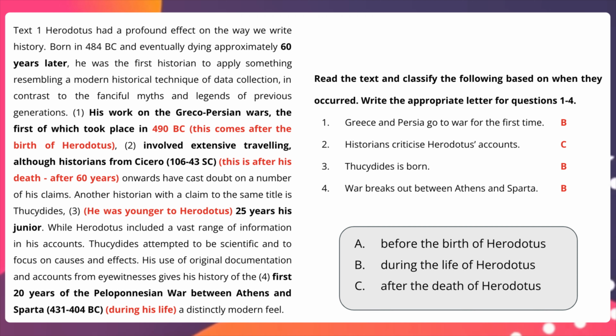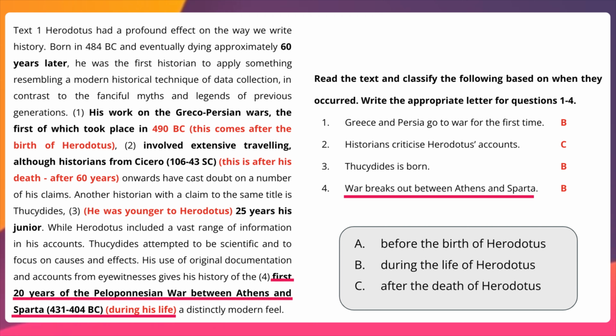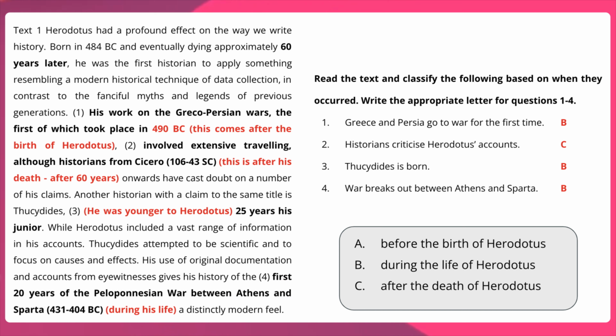Next, question number 4. War breaks out between Athens and Sparta. The answer is B. It is given in the last line, which says first 20 years of the Peloponnesian War between Athens and Sparta. The years are also mentioned, and this is during his life. And hence we have got all the answers. You might get confused with the years, but that is why I have taken this passage, to make you understand very clearly the calculation of the years or the time period.